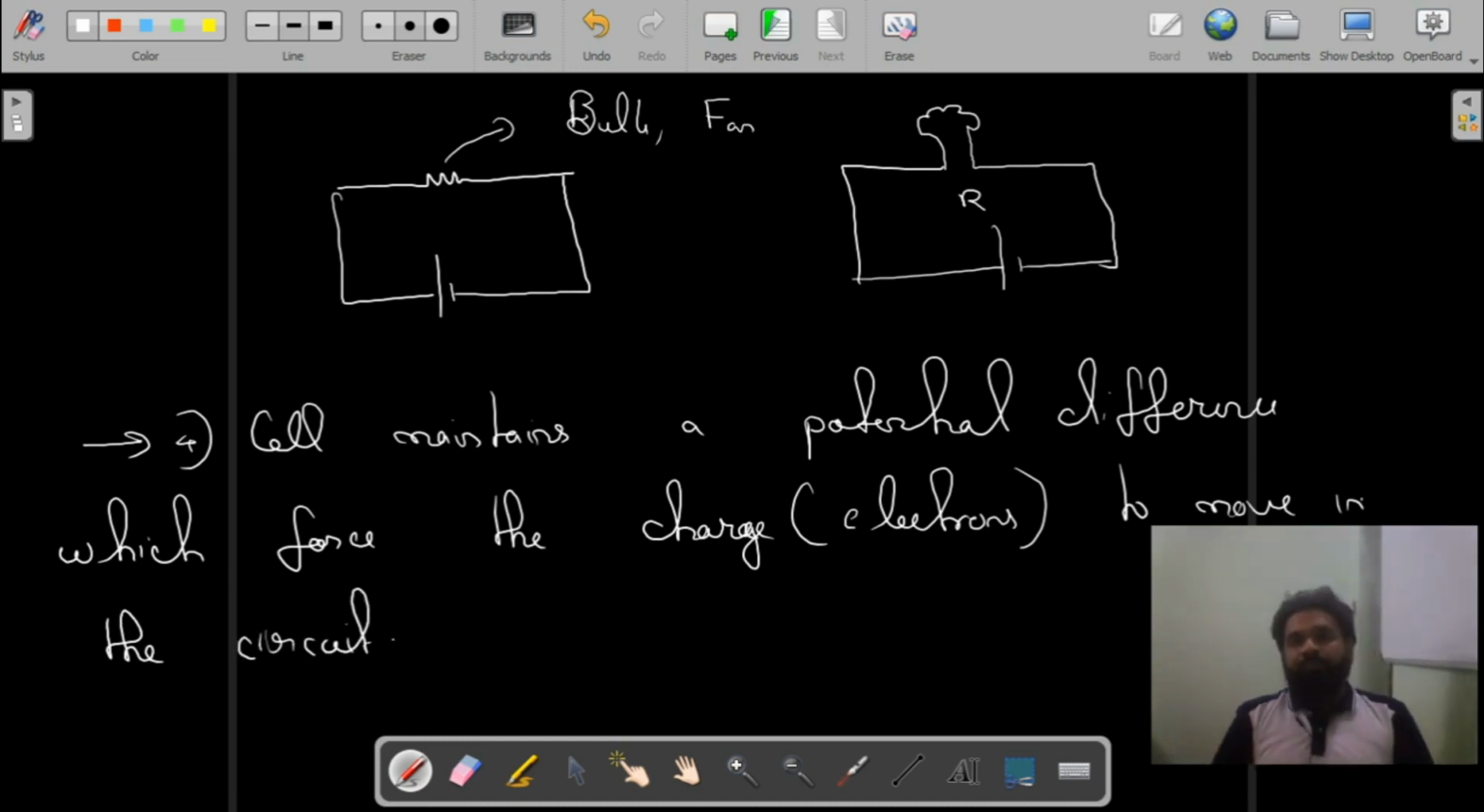Okay, so what this cell does is create a potential difference across the circuit, and this potential difference will force the electron to move along the circuit. That is what is happening with the cell and the charges. So this makes a potential difference.